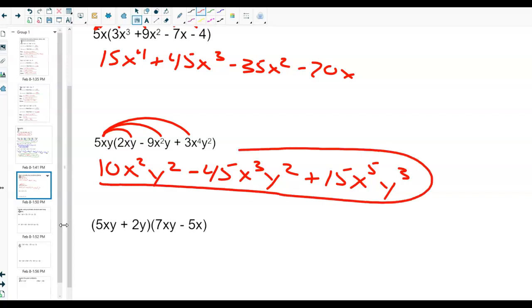You cannot combine them anymore because they don't have the same variables raised to the same exponents. So there's nothing else I can do further there.